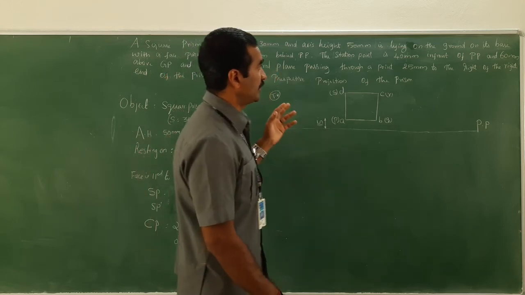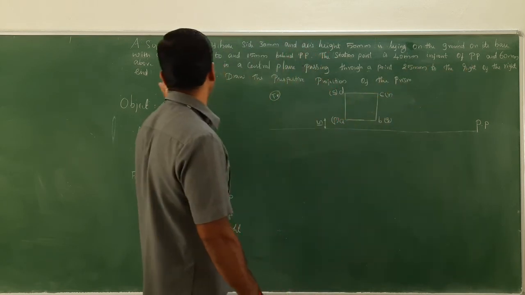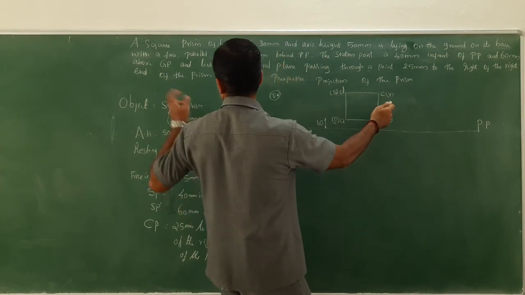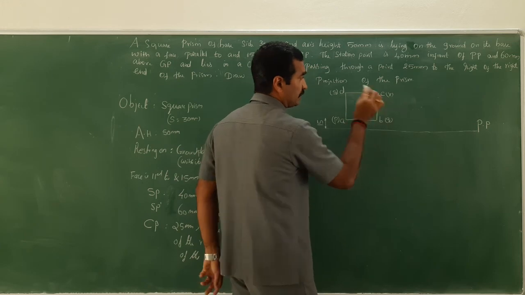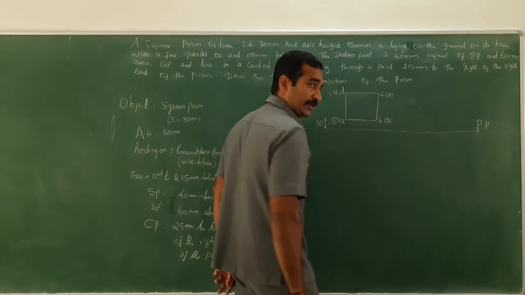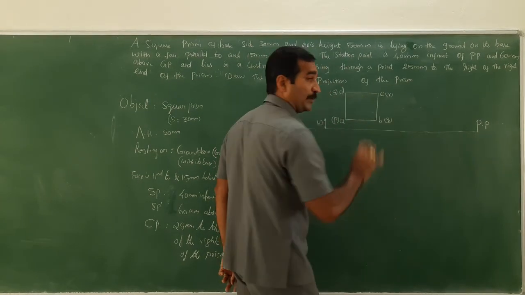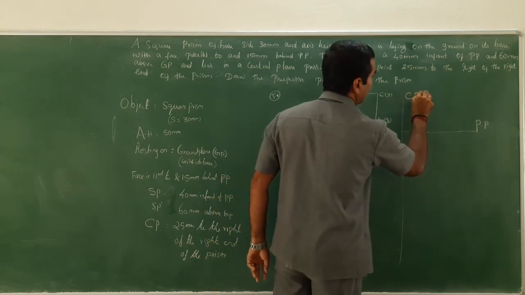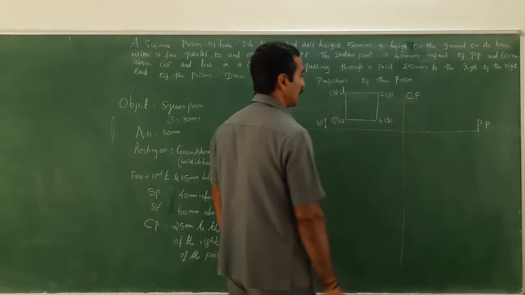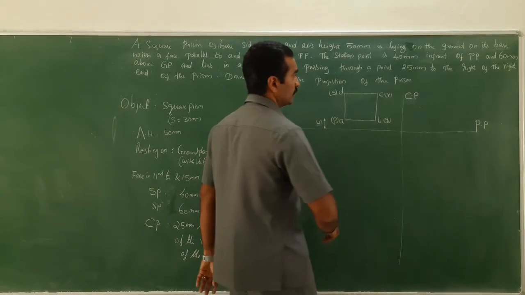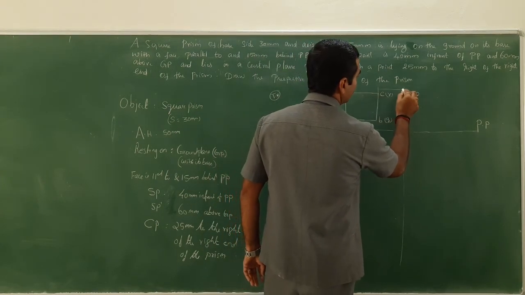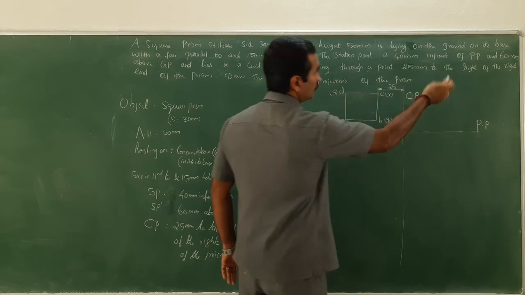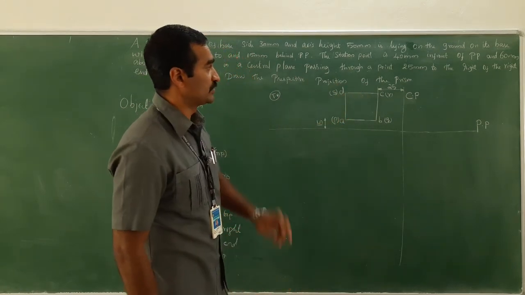Got it? Right. So now the center plane, which is 25 mm to the right of the right side of the prism. So which would be 25 mm to the right of the right end of the prism. Where is the right end of the prism? This is the right end of the prism. Now take 25 mm somewhere here. So draw a perpendicular line to PP. Draw a thin line. So this is nothing but the center plane, 25 mm away from the object. Got it? So which is 25 mm to the right of the right end of the prism.